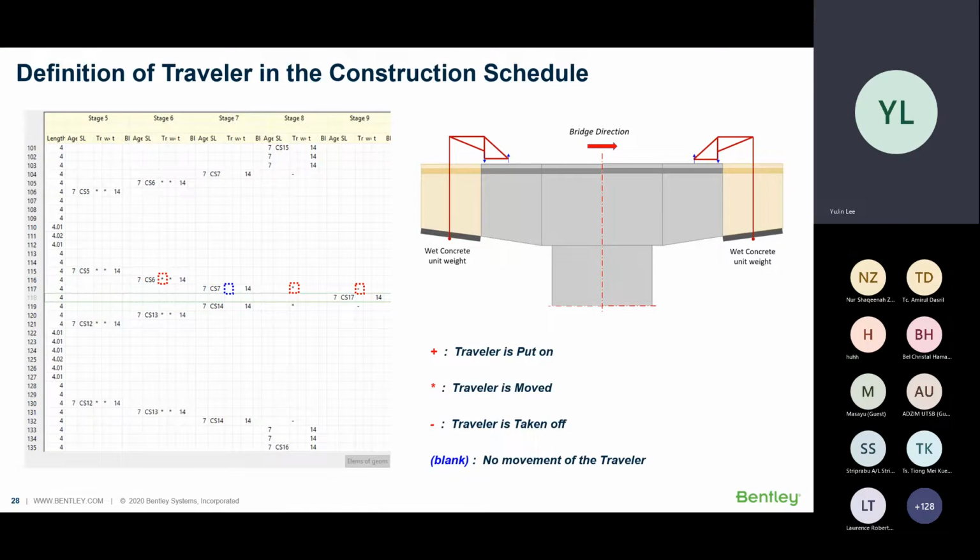I'd like to explain the mark from a traveler in the schedule before defining construction stages. Plus means the traveler is put on the segment. Asterisk means the traveler is moved. Hyphen means the traveler is taken off from the bridge, and blank means no movement of the traveler.